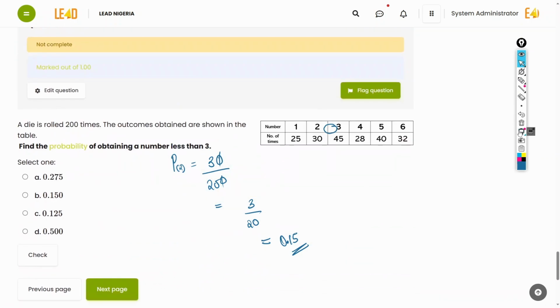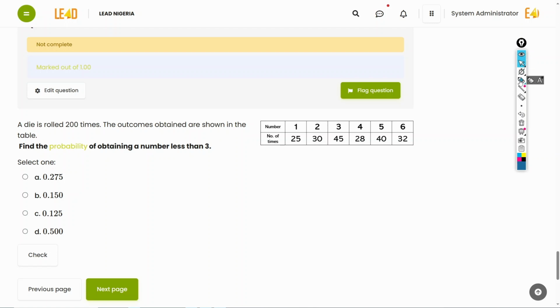Number 20. A die is rolled 200 times. The outcomes obtained are shown in the table. Find the probability of obtaining a number less than 3. A number less than 3. All right. So what qualifies as less than 3? 2 and 1. Okay, so 3 is not included because 3 is 3, not less than 3.